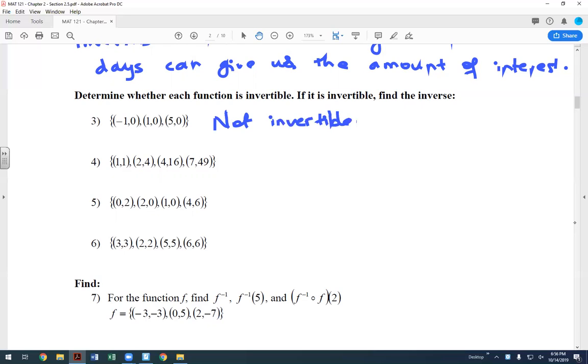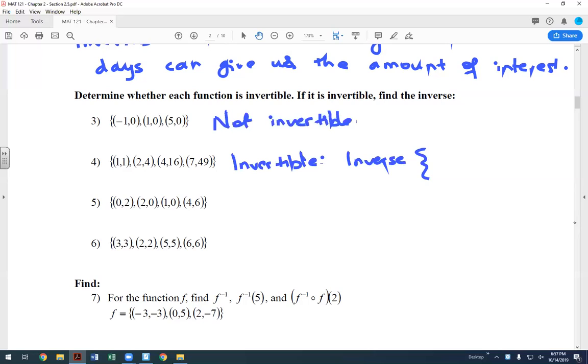1, 1, 2, 4, 4, 16, 7, 49. For the same y, I cannot have different x values. So will this be considered invertible or not? Yes, it is invertible, and since it is invertible, we can find its inverse, and its inverse, I guess I'm going to write it here, is going to be what?